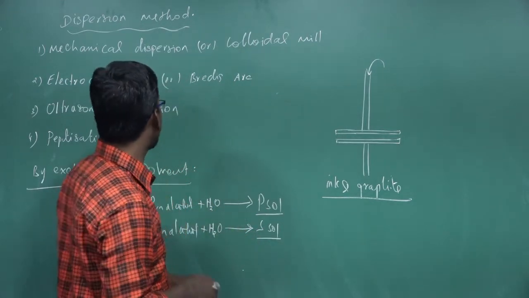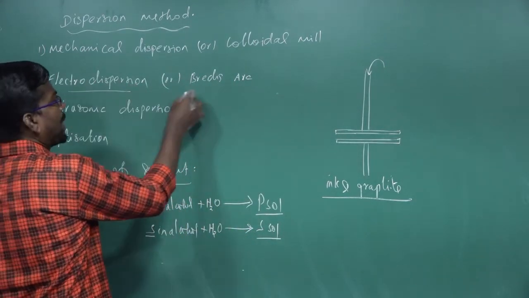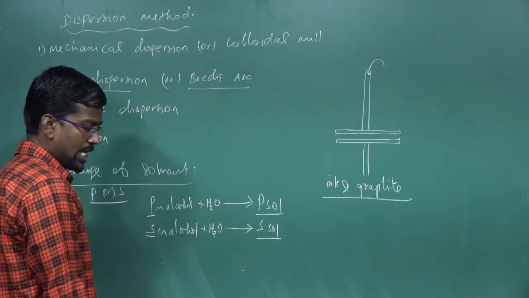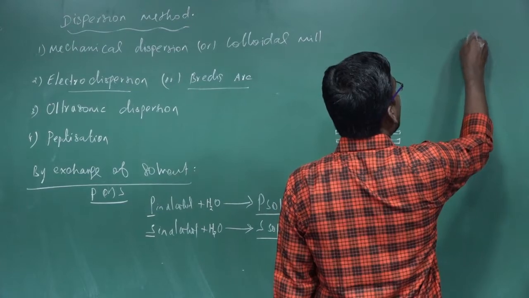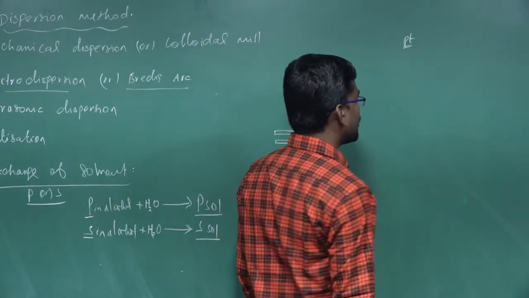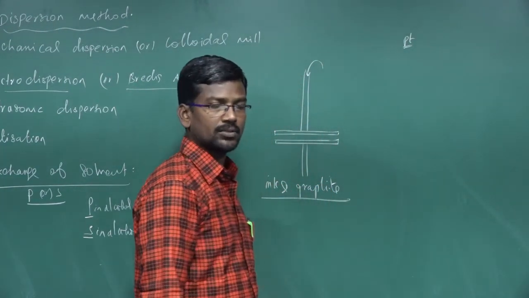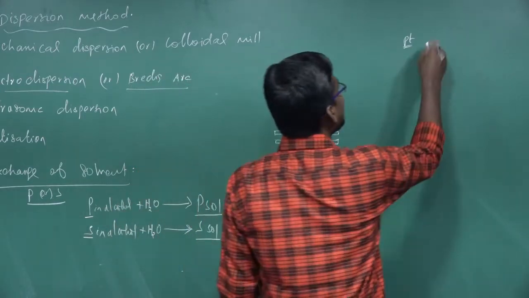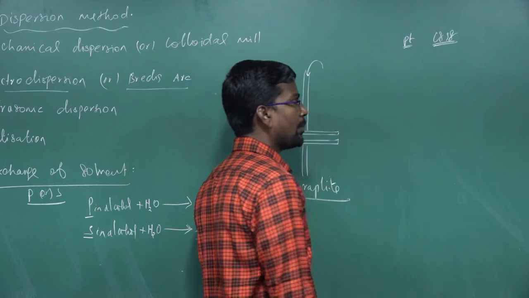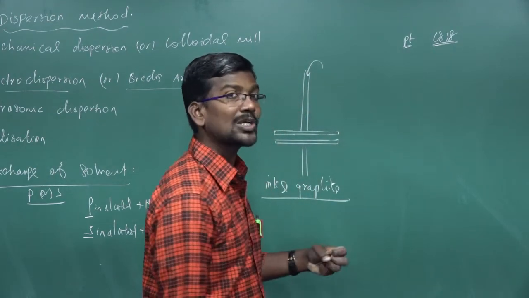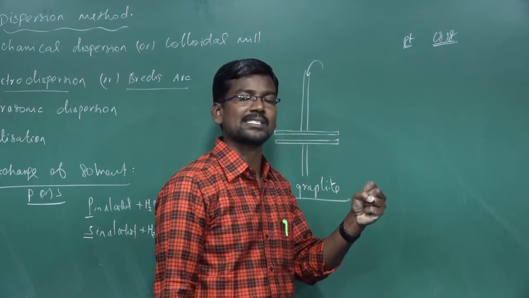One method. Another one, electro dispersion, Bredig's arc method. A brown colored solution of platinum was first prepared by Bredig in 1898 by using electro dispersion.